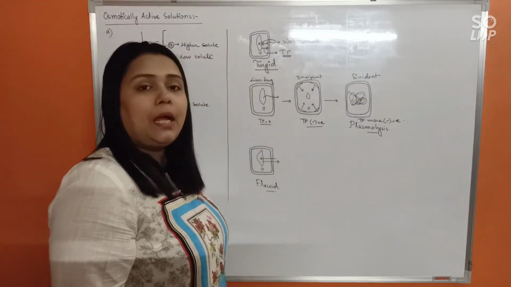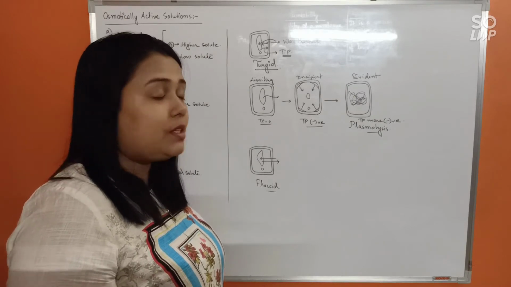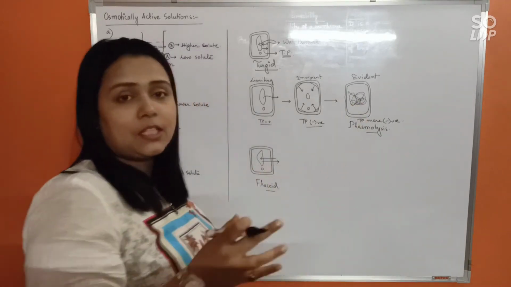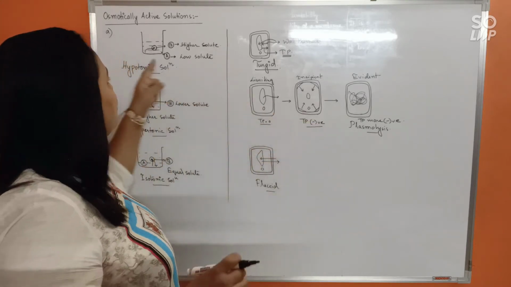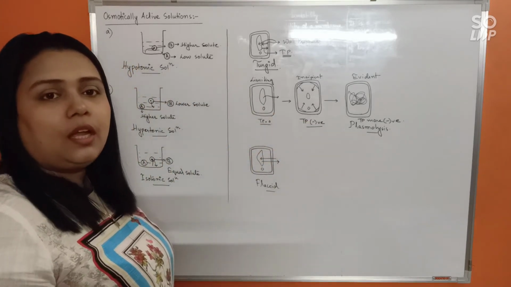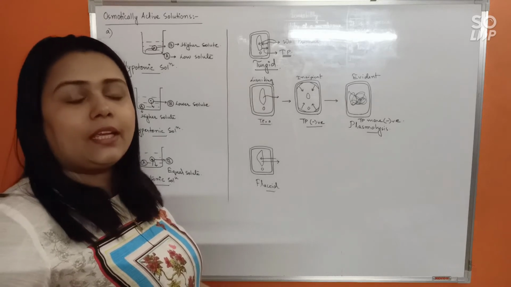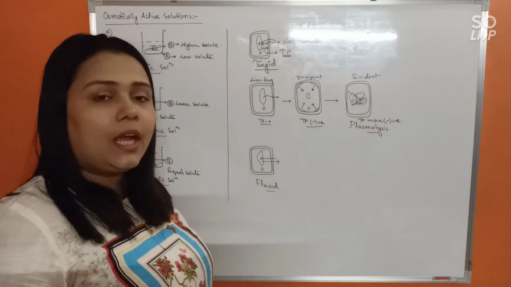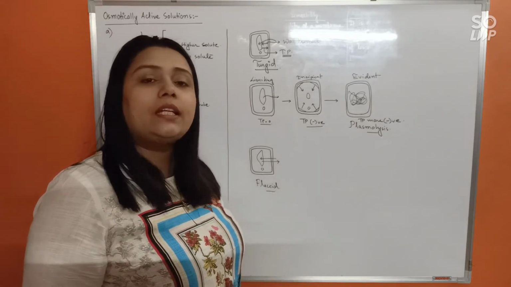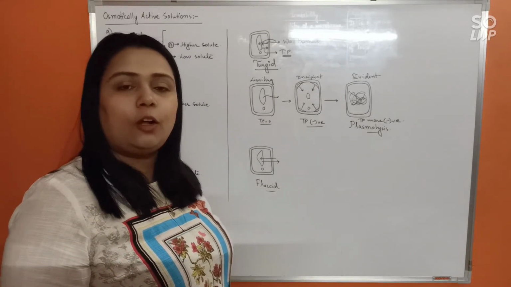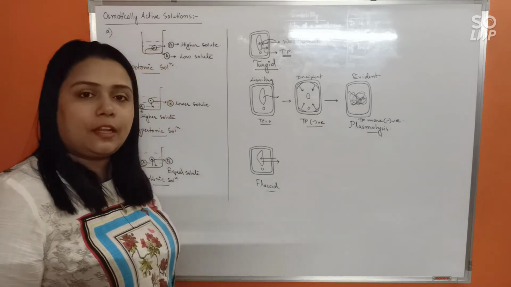Do remember, plasmolysis is a reversible process. If a plasmolysed cell, immediately after plasmolysis, is introduced to a hypotonic solution, it can again regain back its original state. It can again gain back its turgidity, and this is known as deplasmolysis. Alright, I hope plasmolysis is clear with you.